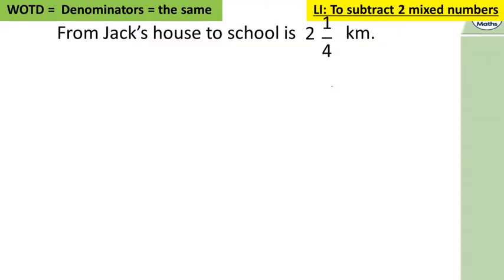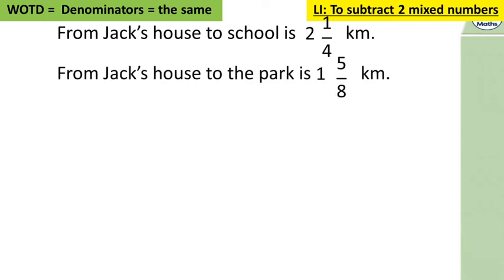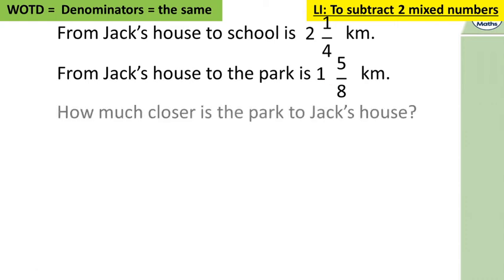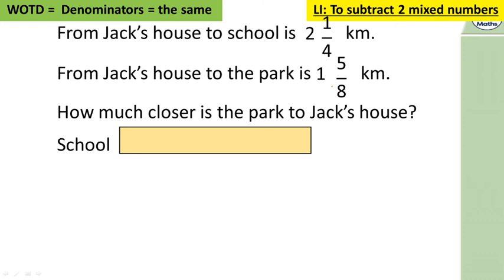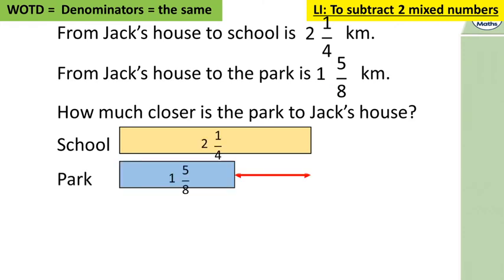Okay, so we're going to look at some very similar questions, the only difference being that they're now written in words rather than number sentences. So from Jack's house to school, it is 2 1/4 kilometres. From Jack's house to the park, it is 1 5/8 of a kilometre. How much closer is the park to Jack's house? So the school is 2 1/4. The park is 1 5/8. And we want to know that difference.